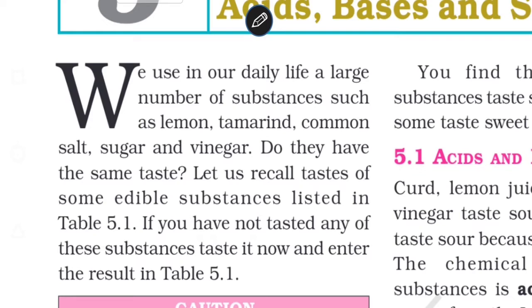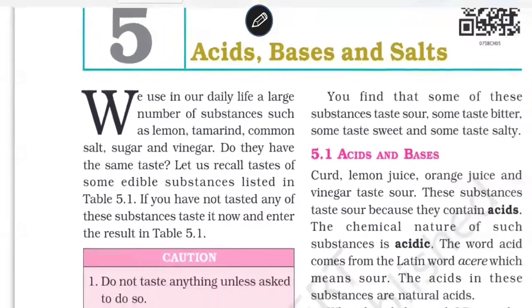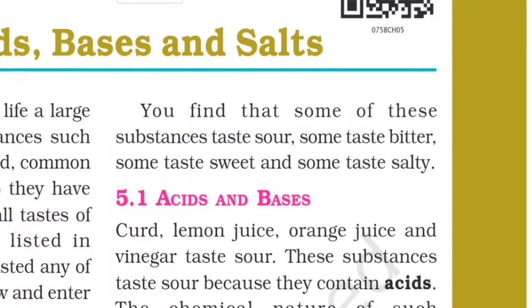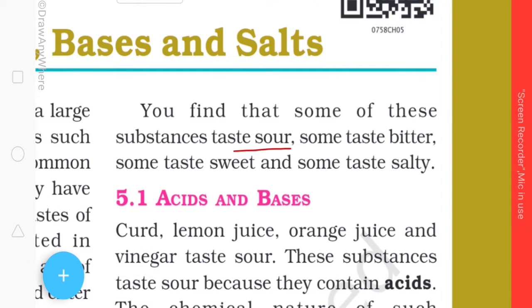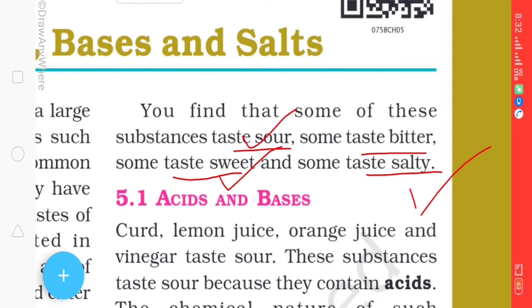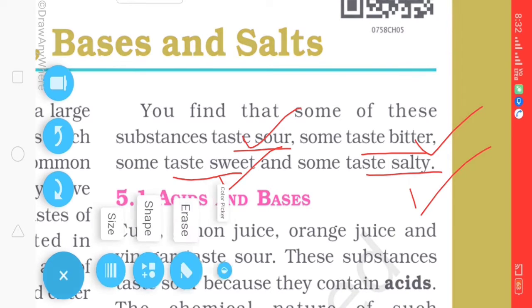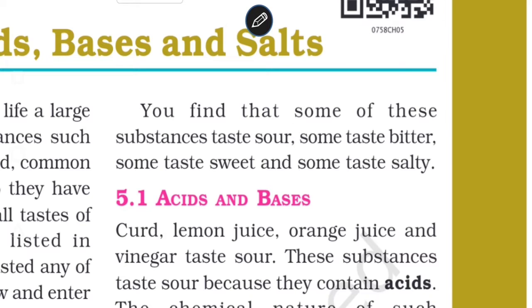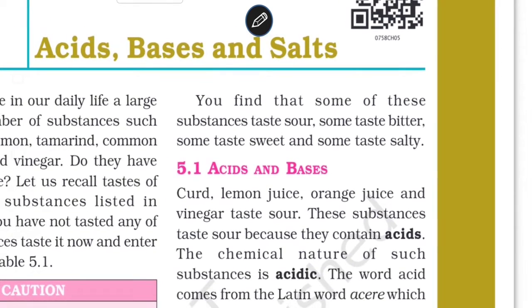So do all these substances taste the same? Obviously the answer is no, they don't taste the same. Among all these substances, some may taste sour, some bitter, some sweet and some salty. Just like salt is salty in taste, sugar is sweet, lemon is sour, and bitter gourd is bitter. So why do those foods or fruits taste different? Let's see why.